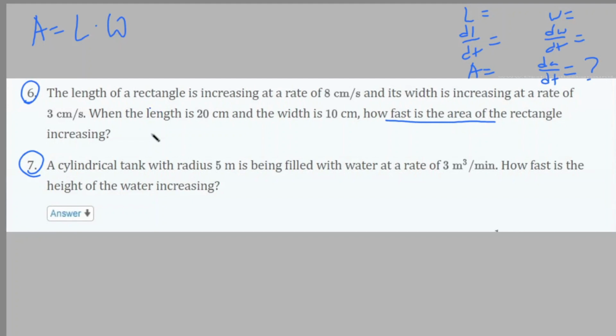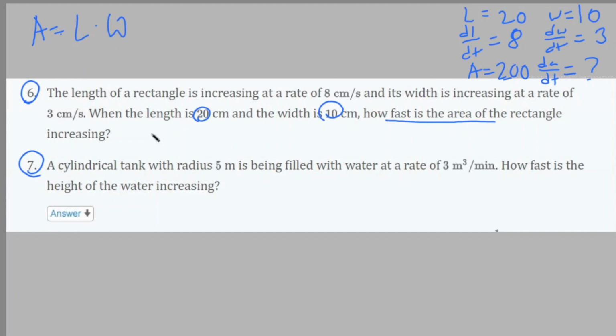And we know that the length is increasing at a rate of 8 centimeters per second, so we know dL dt is 8. We know dW dt is 3. And we know L is 20, and then the width is 10. Based on that, we can actually find out the area, which is length times width. 20 times 10 is going to be 200.